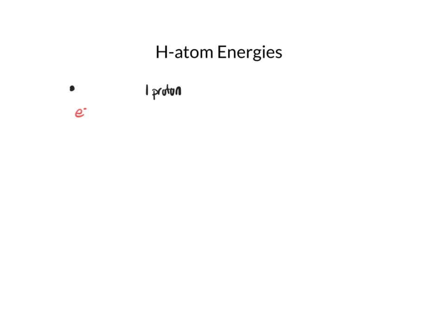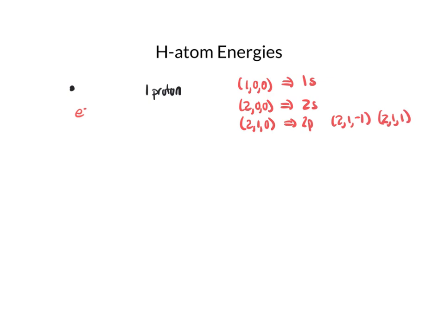So I could describe that electron in terms of 1, 0, 0, which would be a 1s orbital, or I could describe it as a 2, 0, 0, which would be a 2s electron, or 2s orbital distribution, or it could be 2, 1, 0, which would be a 2p. It could also be 2, 1, minus 1, or 2, 1, 1. All of those would be 2p orbitals.